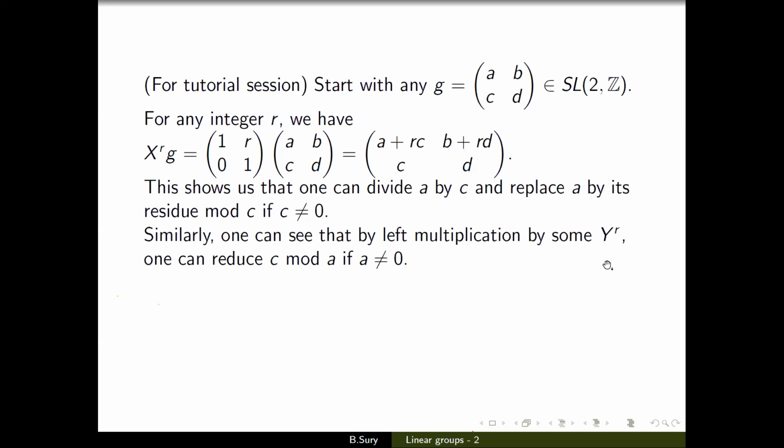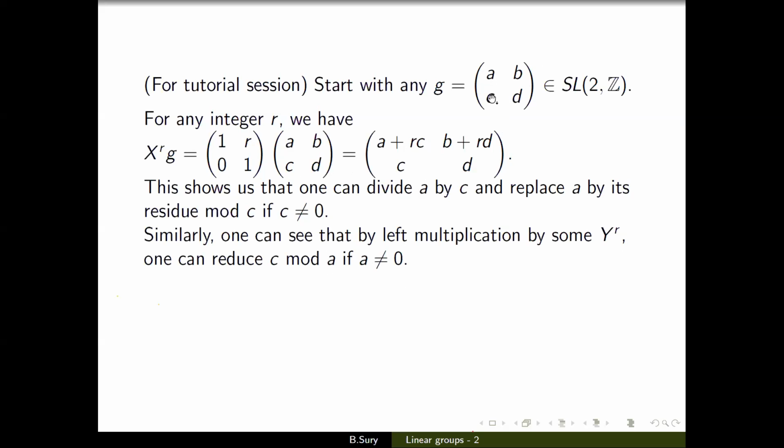Similarly, one can choose the left multiplication by some lower triangular Y power r, that is 1, 0, minus 1, 1, one can reduce c mod a. Can do the same thing with 1, 0, r, 1, and then see what is happening. You will get c plus r a then, right? When a is not 0, you can reduce c mod a. So what we are doing is simply the following. Start with the matrix G.